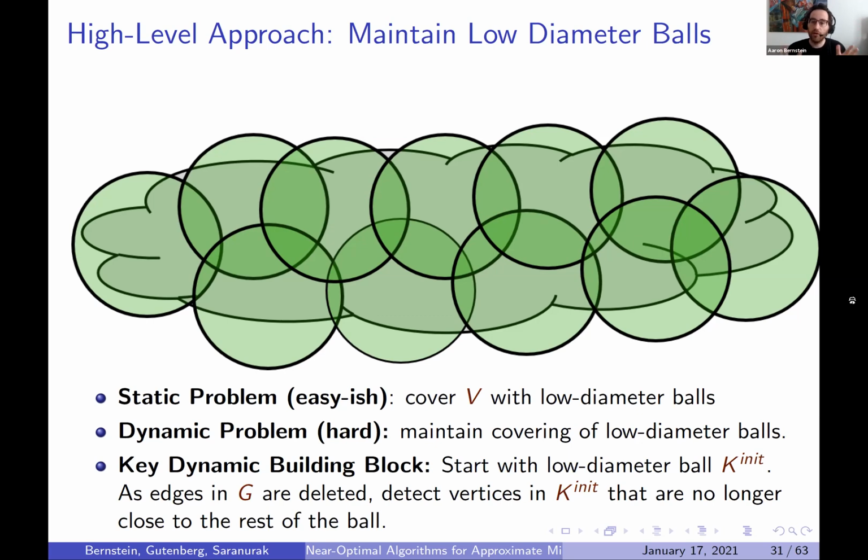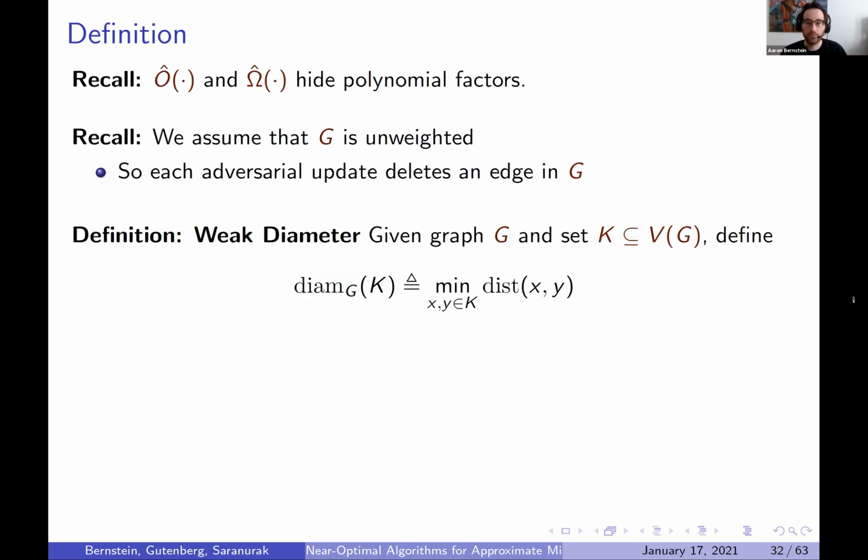And so one of the things we did is we tried to abstract away that subroutine and say, okay, let's define it formally and see how we can solve it. All right, so I'm about to define the subroutine. Let's just start with basic definitions. So again, these hats and tildes over the O and omega, you can ignore those. They're just hiding small factors. We're assuming G is unweighted. And finally, we have this standard definition of weak diameter.